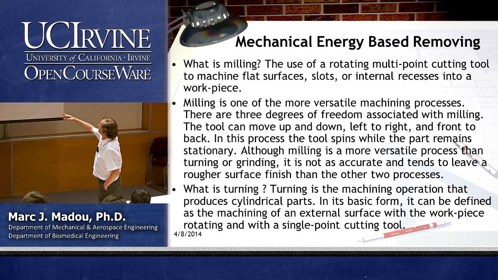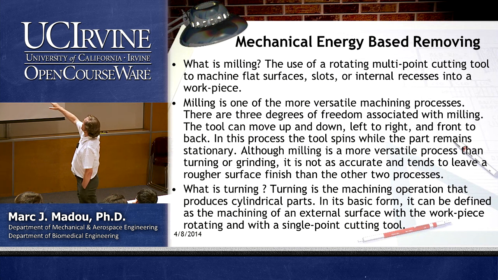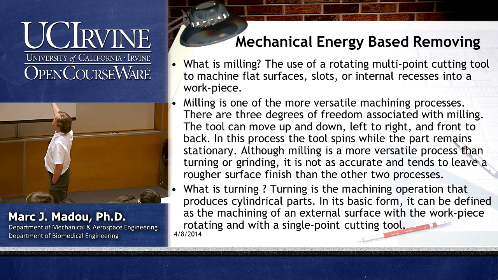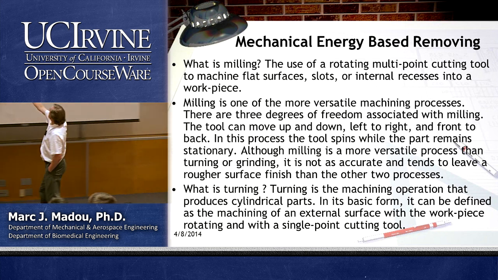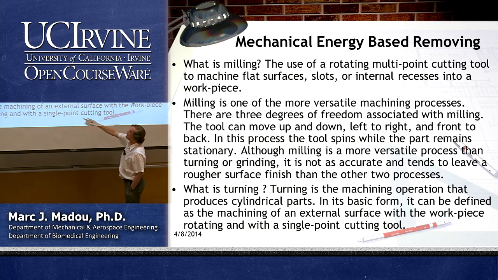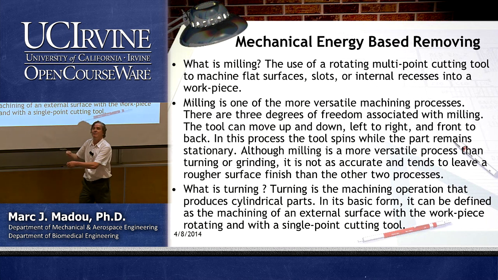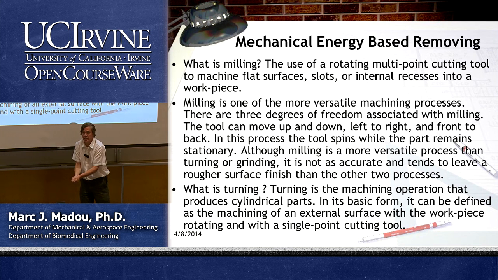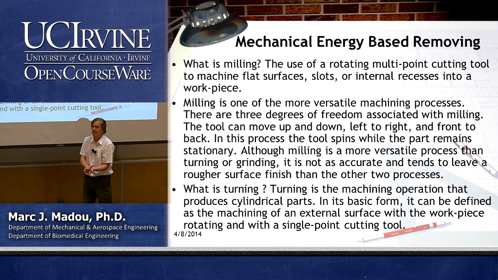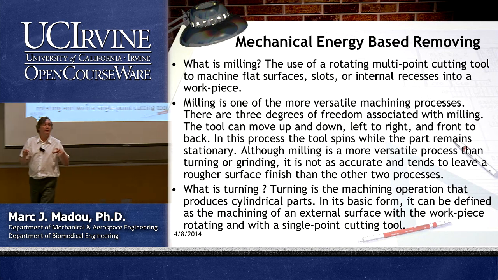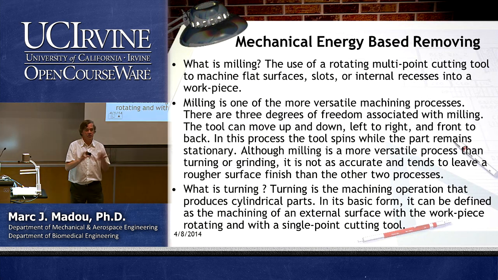So the tool can move up and down, left to right, and front to back. In this process, the tool spins while the part remains stationary. Whereas turning is the machining operation that produces cylindrical parts. You remember the Egyptian, right? There was the workpiece that was rotating, and the tool was stationary. Milling is just the opposite. So let's watch a movie of each of these operations, and then call it a day.